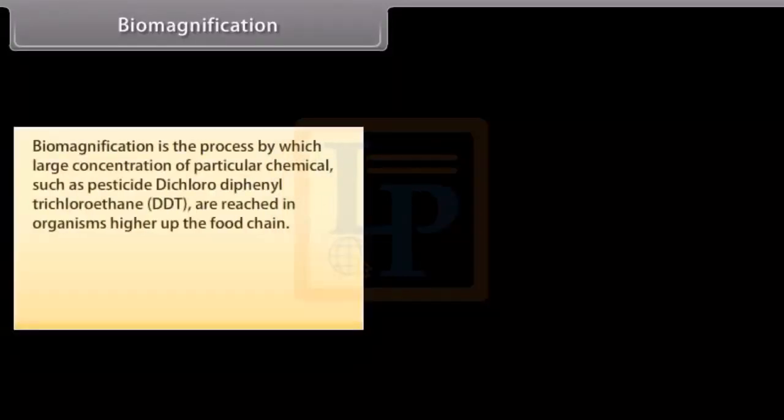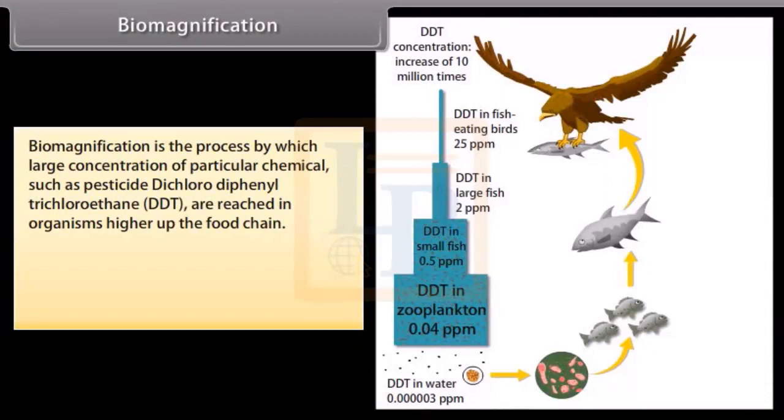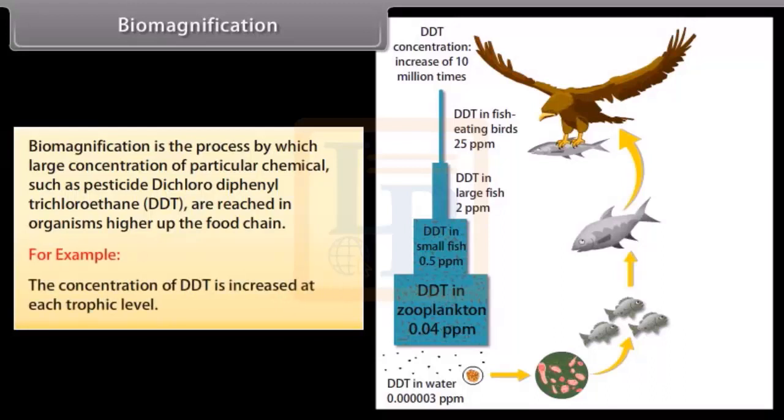Biomagnification. Biomagnification is the process by which large concentration of particular chemical such as pesticide dichloro-diphenyl trichloroethane are reached in organisms higher up the food chain. For example, the concentration of DDT is increased at each trophic level as shown in the diagram.